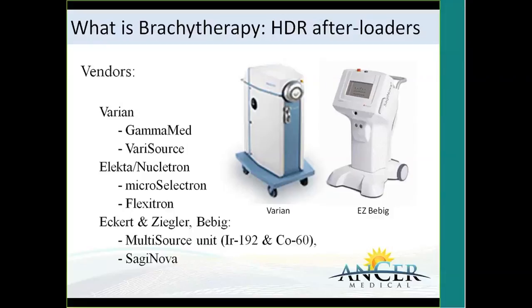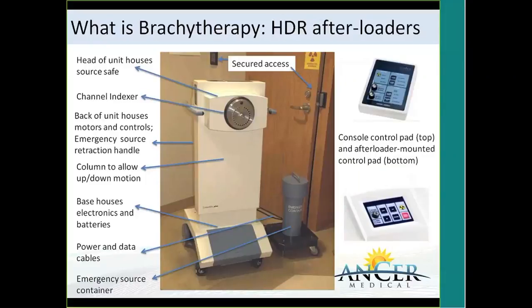So this is what the GammaMed afterloader looks like. The unit head is where the source is housed, and the indexer can accommodate up to 24 channels. This is where the source would come out. Each channel, the source would be extended, each channel at a time, as the treatment plan dictates.